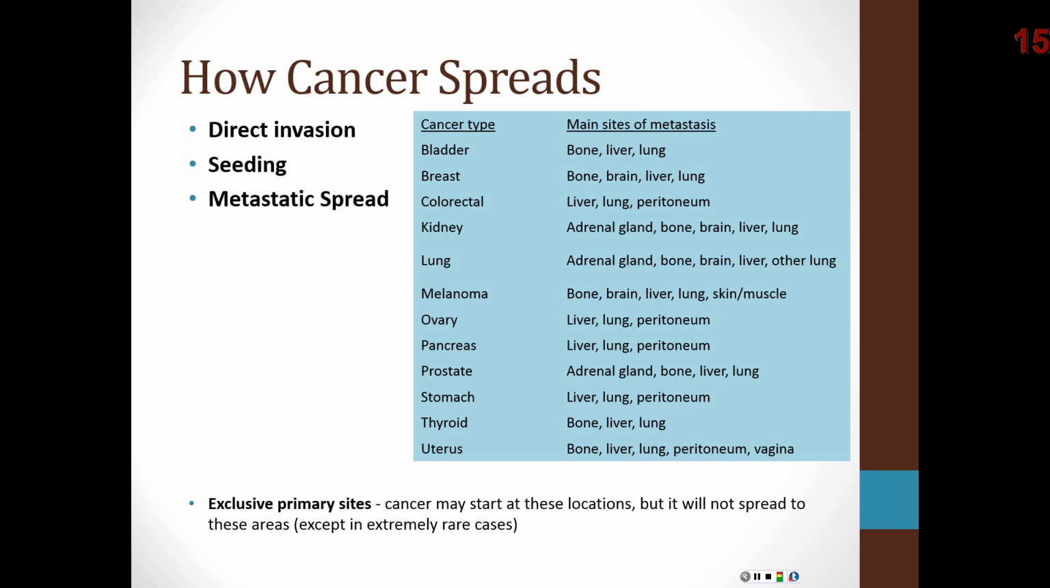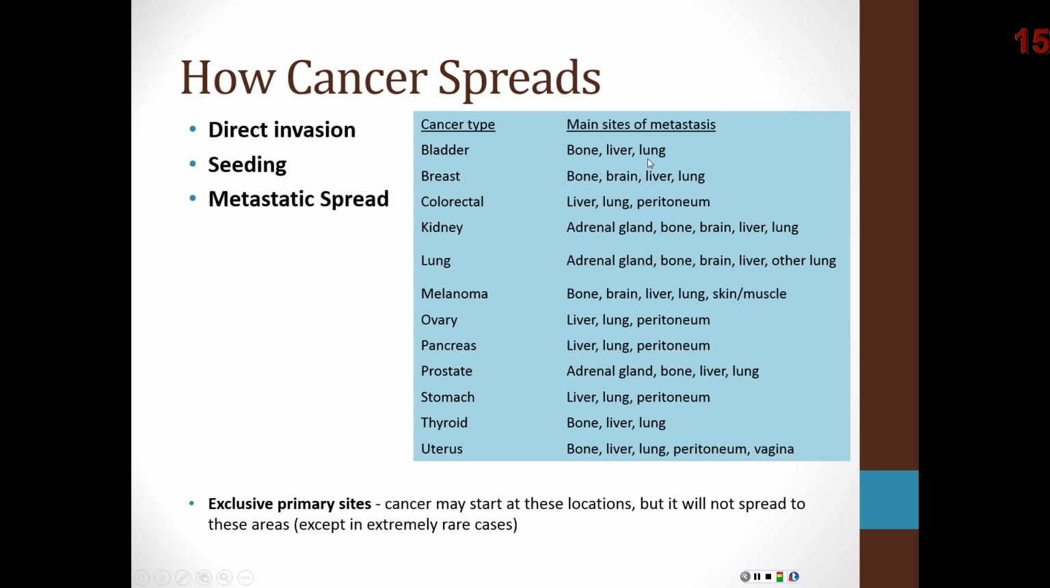So for instance, bladder, and these are examples of some of the main ones, and you do not have to have this list memorized at all. This is just for example. But if you have cancer of the bladder, and again, this is referring to the urinary bladder, if you have cancer of the urinary bladder, it commonly metastasizes to the bone, liver, and lung.